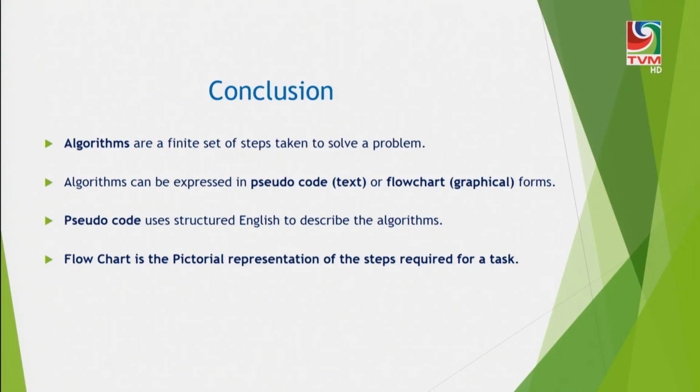Now, the conclusion of this session: we learned about algorithms first. An algorithm is a step-by-step procedure to solve a problem. Every problem can be solved using algorithms, and an algorithm can be represented in two ways. One is pseudocode, the second is a flowchart. Pseudocode is English-like statements, easy to understand, easy to read, easy to write, but a flowchart is a diagrammatic representation of the algorithm. Whatever algorithm you write, you can represent it diagrammatically as a flowchart using different symbols.